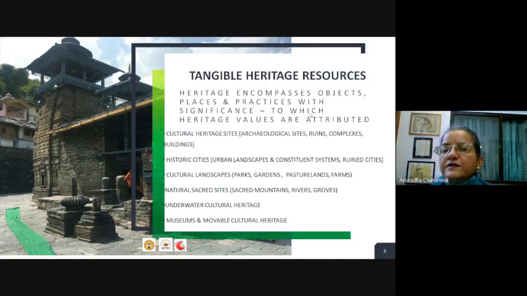So this is a classification and categorization which is linked with the technical and legal definition of heritage. So heritage encompasses tangible heritage resources such as objects and places. It also encompasses practices with significance. So heritage has significance, and there are values which have been attributed to this heritage.